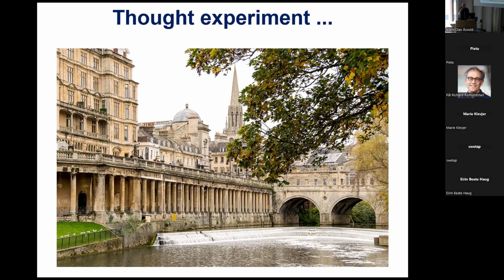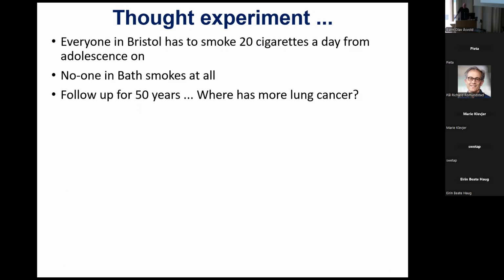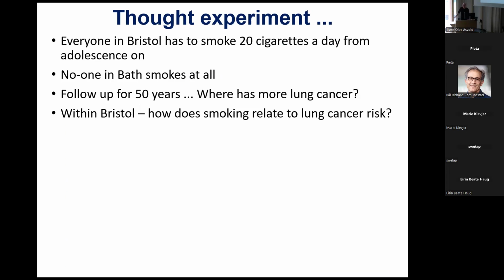If you look carefully, you'll see someone smoking inside. But the dictator in Bath says no one could smoke at all, and everyone would comply in Bath, no problem at all. Everyone would not smoke. And then you follow these places up for 50 years, Bristol and Bath. And obviously Bristol would have more lung cancer.